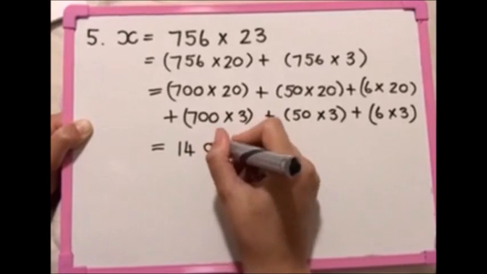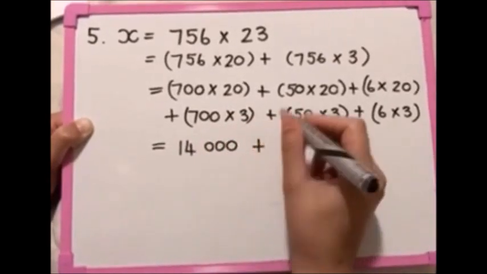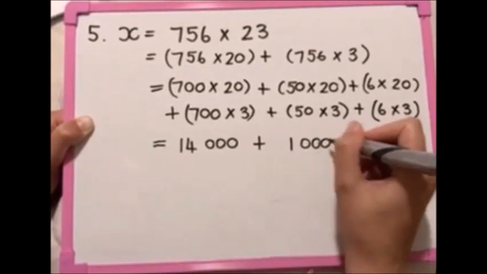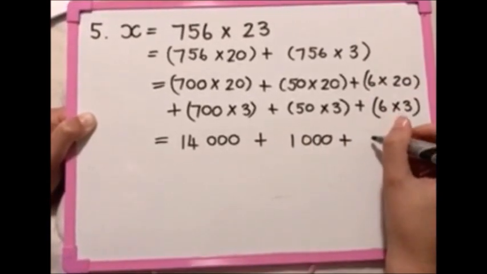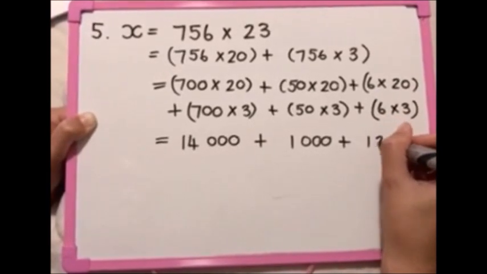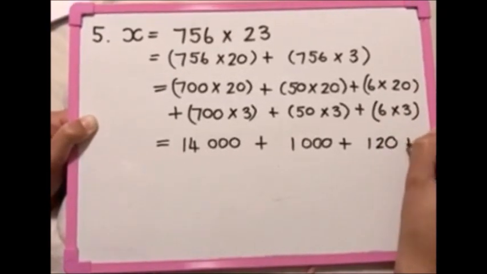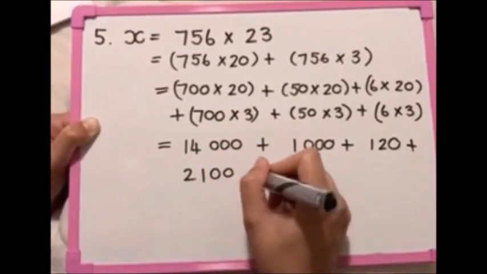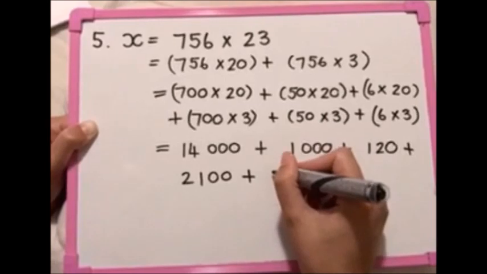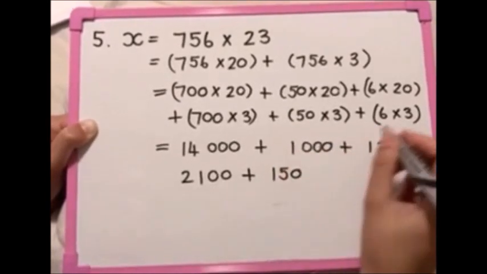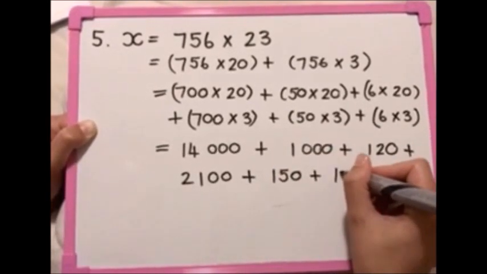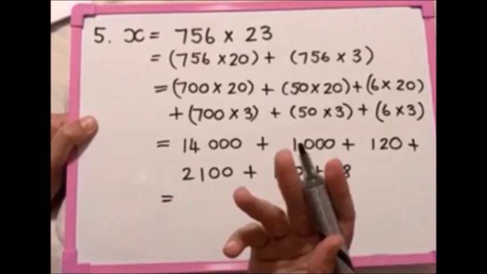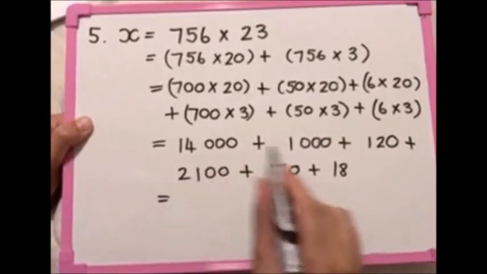700 times 20 gives me 14,000. 50 times 20 gives me 1,000. 6 times 20 gives me 120. Plus 700 times 3, 2,100. 50 times 3, 150. And 6 times 3 gives me 18. You can now decide how to group the numbers together in order for you to add it up.